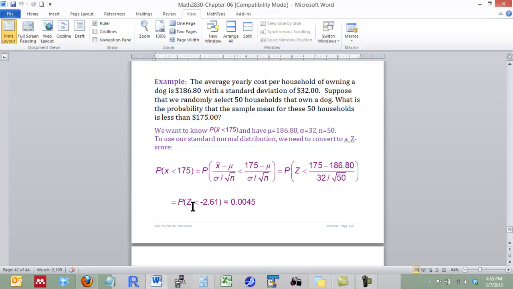Now I can directly look this up on my table. The probability of having a z underneath, to the left of, minus 2.61 is 0.0045. That says the probability of a household spending less than $175 per year is 0.0045. So we've been able to use that probability table by converting it to a z-score.